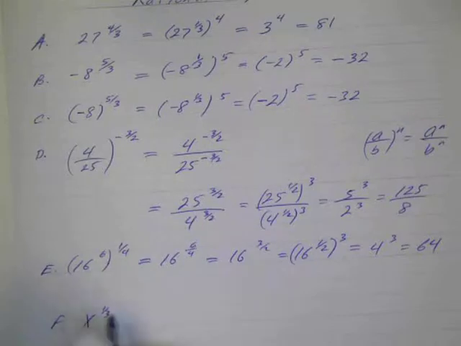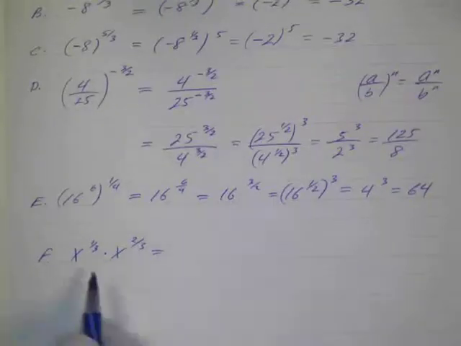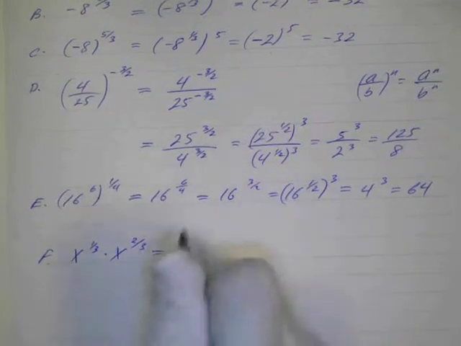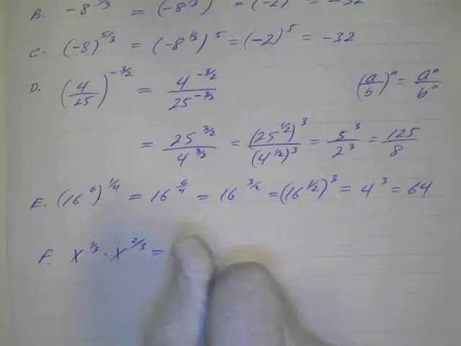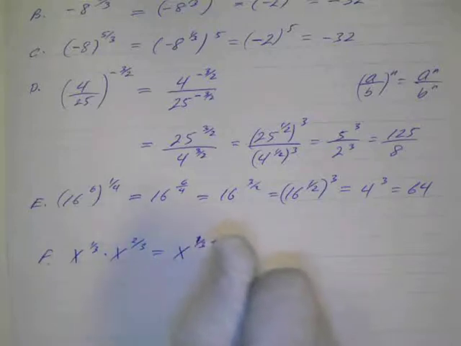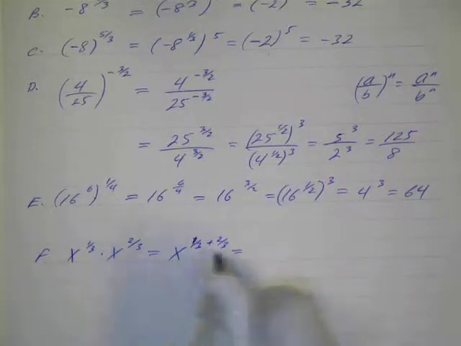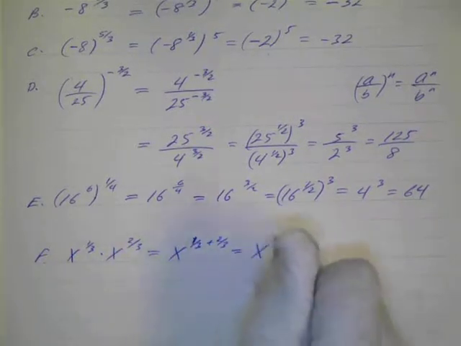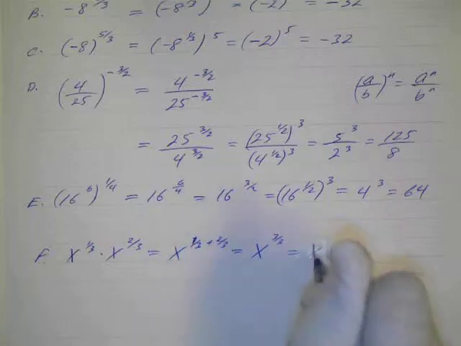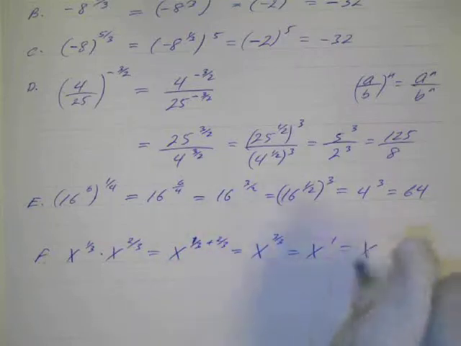X to the 1/3 times x to the 2/3. And remember, when we are multiplying expressions with exponents, we just add the exponents. So this would be the same thing as x to the 1/3 plus 2/3 power. So when you're multiplying expressions with exponents, you just add the exponents. And 1/3 plus 2/3 is 3/3, so that's going to be x to the 3/3, which is just x to the first power, which is just x.